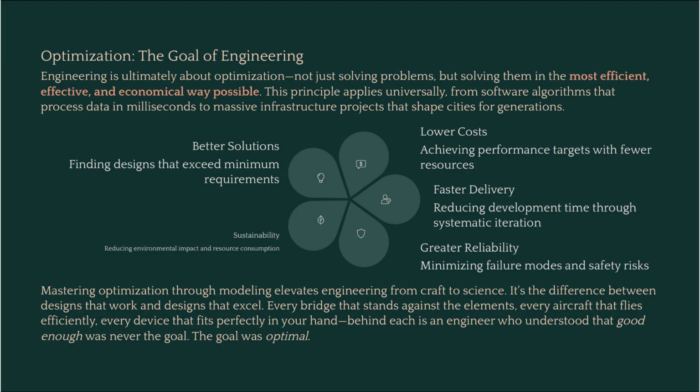Optimization is the true heart of engineering. It's what separates a product that works from a product that changes the world. It's not enough to simply solve the problem. We must use modeling and iterative testing to solve it with the least waste, the greatest efficiency, and the most effectiveness. This is the skill that allows engineers to constantly push the boundaries of what is possible.